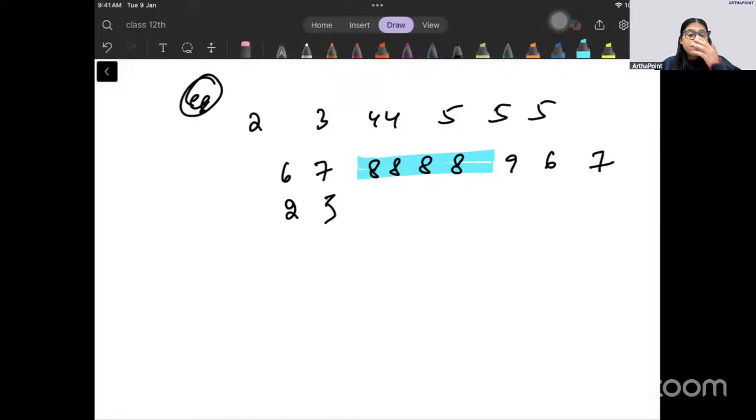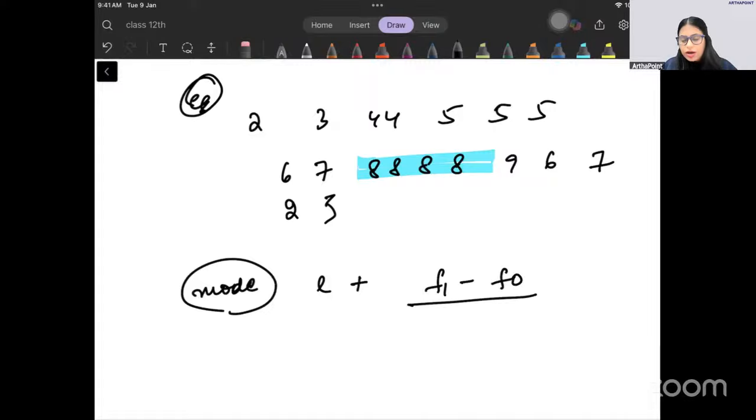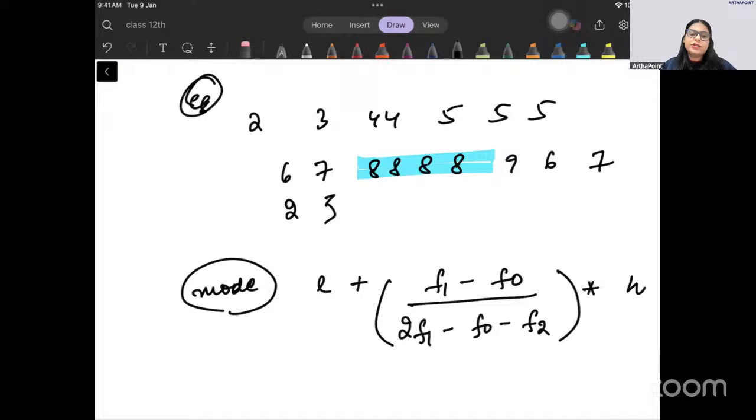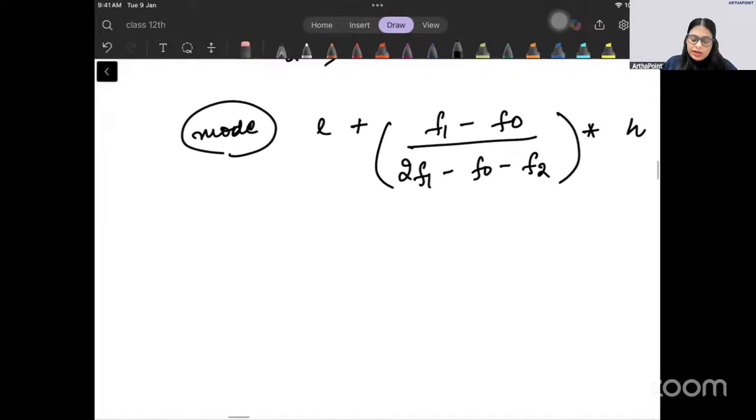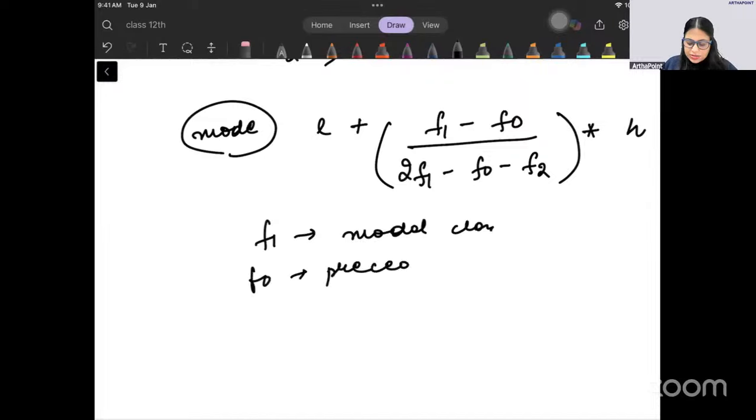When we have a continuous frequency distribution, then the formula of mode becomes L plus (F1 minus F0) upon (2F1 minus F0 minus F2) into the height. Okay? Where F1 is your modal class frequency, F0 is your preceding class frequency, and F2 is your succeeding class frequency.